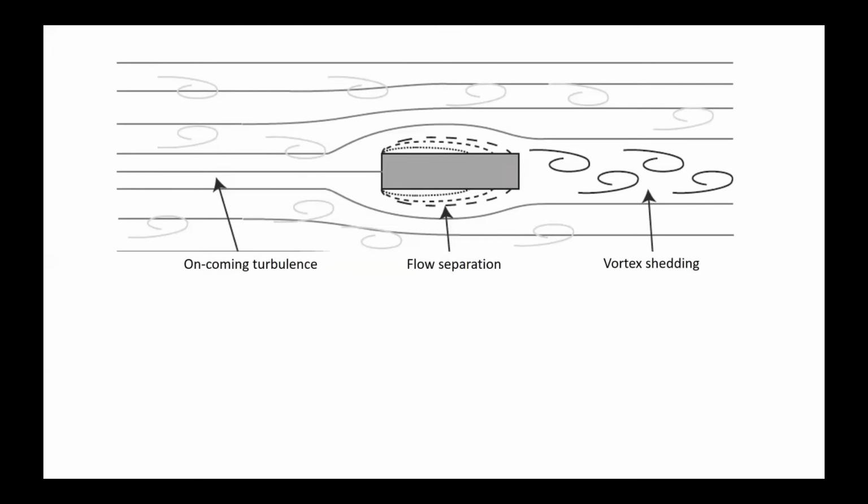So there's a couple of features then. There's a couple of interesting phenomena that occur when we look at a flow around a bridge. So we have the oncoming turbulence. So there's an inherent turbulence in the natural wind. We have flow separation occurring when it interacts with the bluff body, the bridge. And then we can have this vortex shedding feature in the wake.